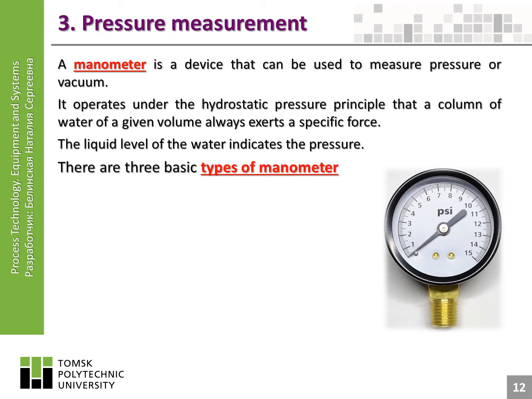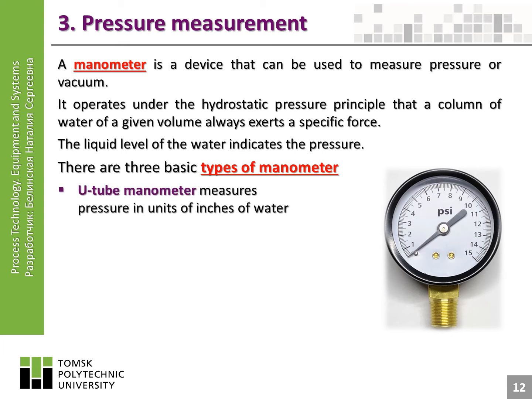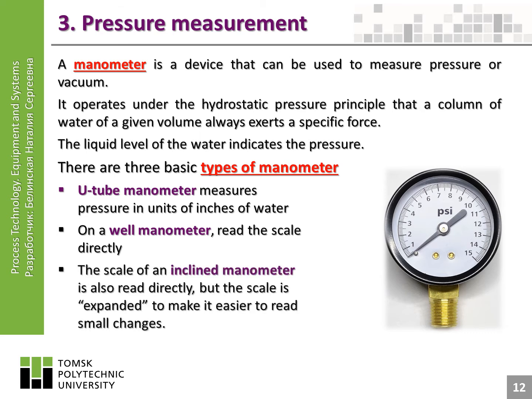There are three basic types of manometer. U-tube manometer measures pressure in units of inches of water. On a well manometer, read the scale directly. The scale of an inclined manometer is also read directly, but the scale is expanded to make it easier to read small changes.